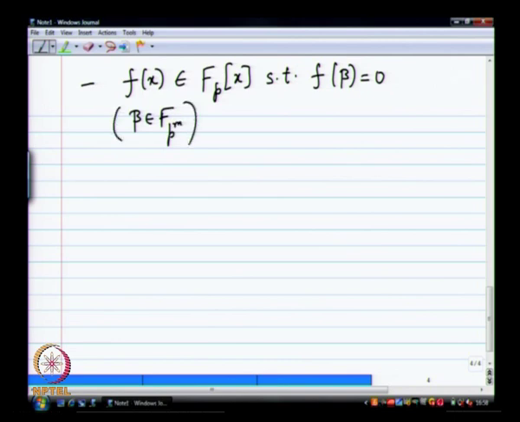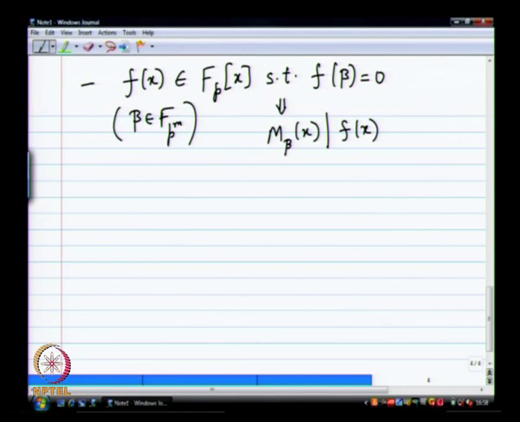So if beta is the root of some polynomial with coefficients in Fp, then you can show without too much effort that the minimal polynomial m beta of x will divide f of x. It's not too difficult to show. You can show it using several arguments.